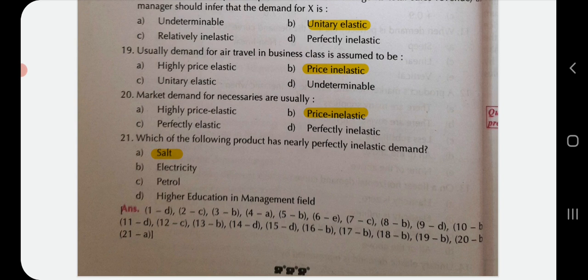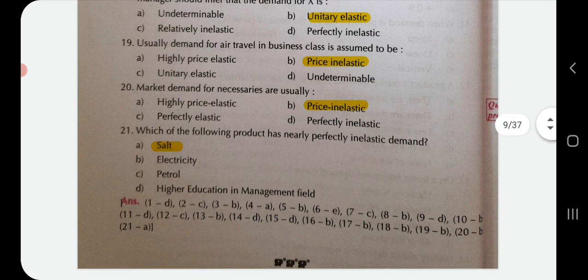Necessary means that even when the price changes, you still need to purchase that commodity whether the price increases or decreases, because these are the necessary commodities. So in that case the demand is price inelastic.